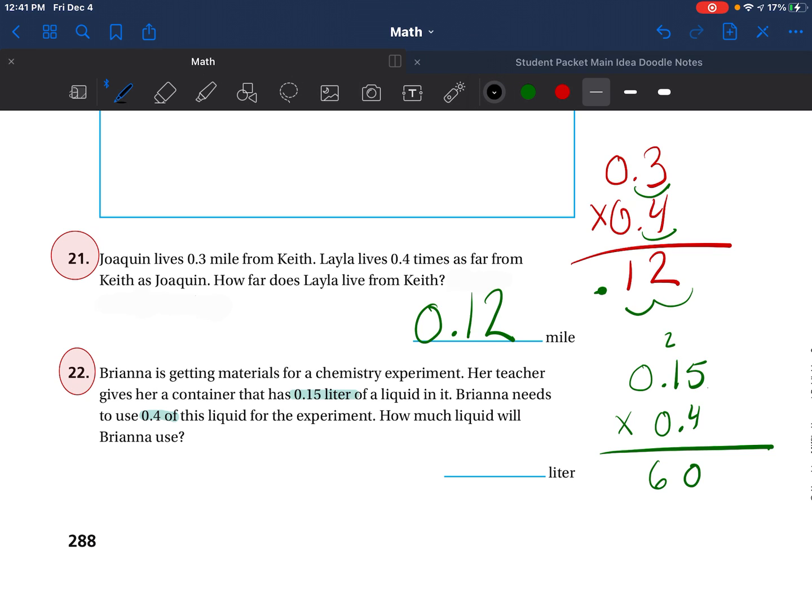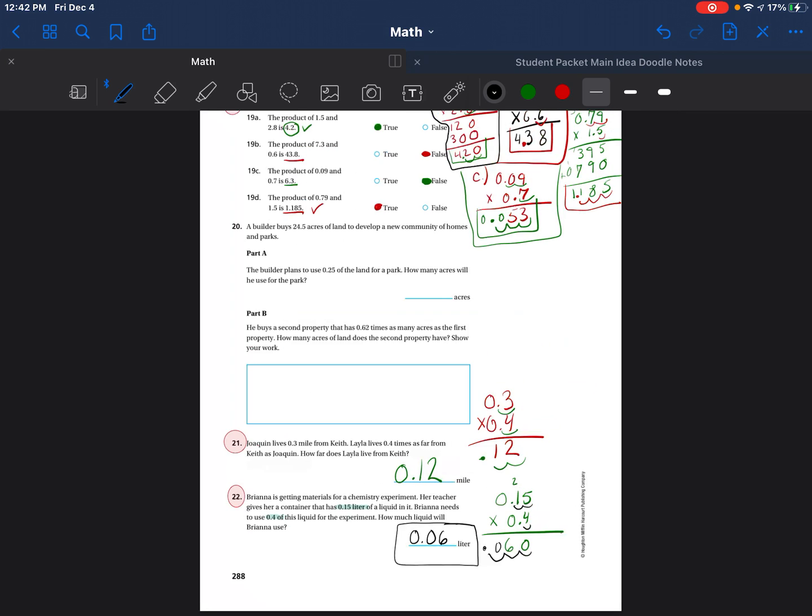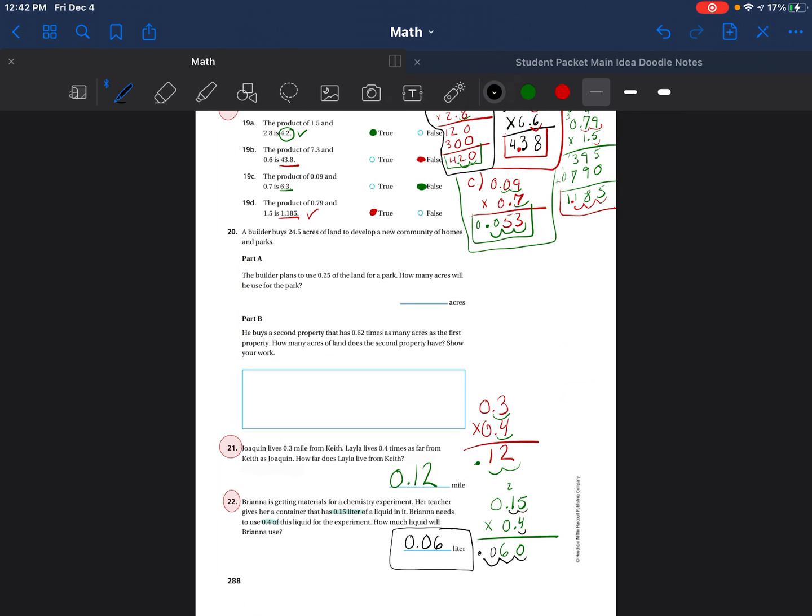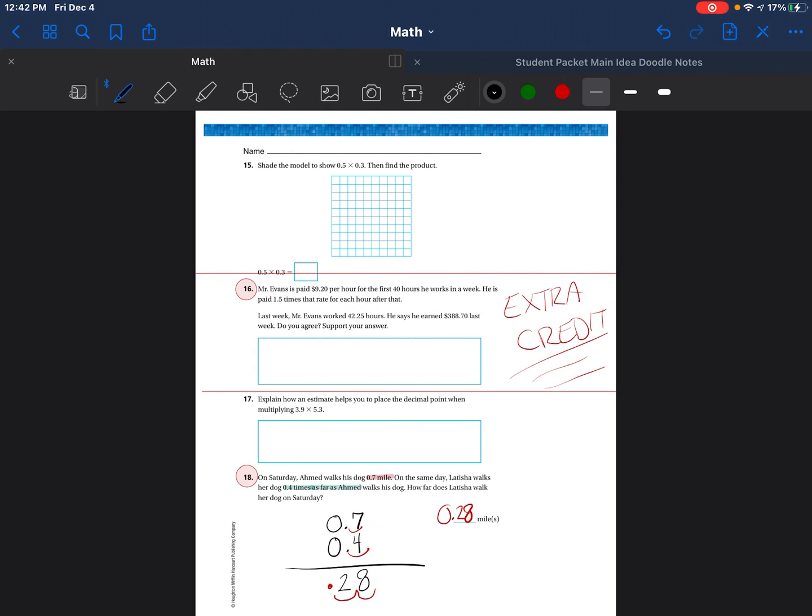And then we can just go ahead and count our decimal places. 1, 2, 3. So, do I leave my answer as 0.060? No. You would write it in here as 0.06. There's no reason to have that 0 at the end. It has no value. Don't forget. Okay, so that's actually all of our test problems. There are about 19 on your test.